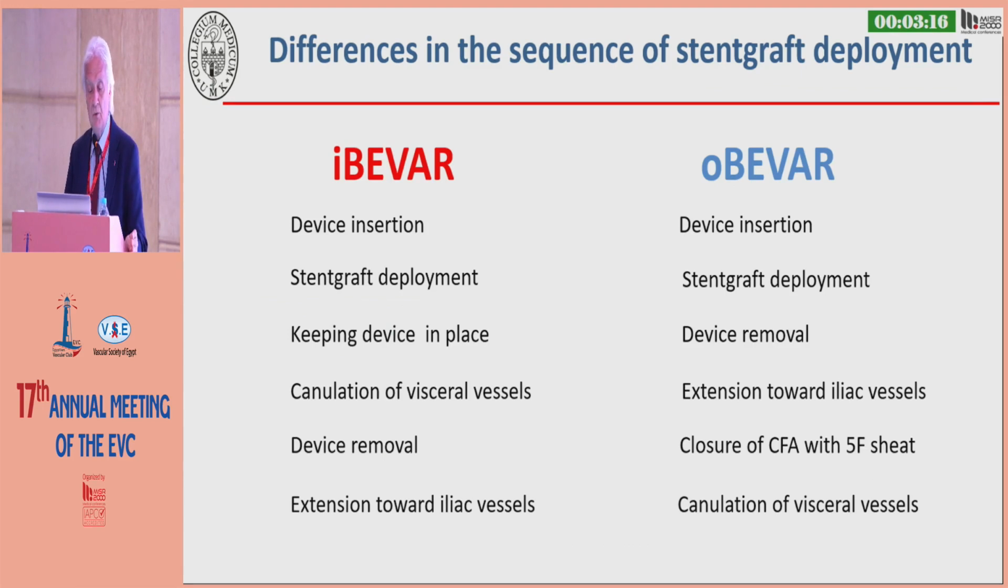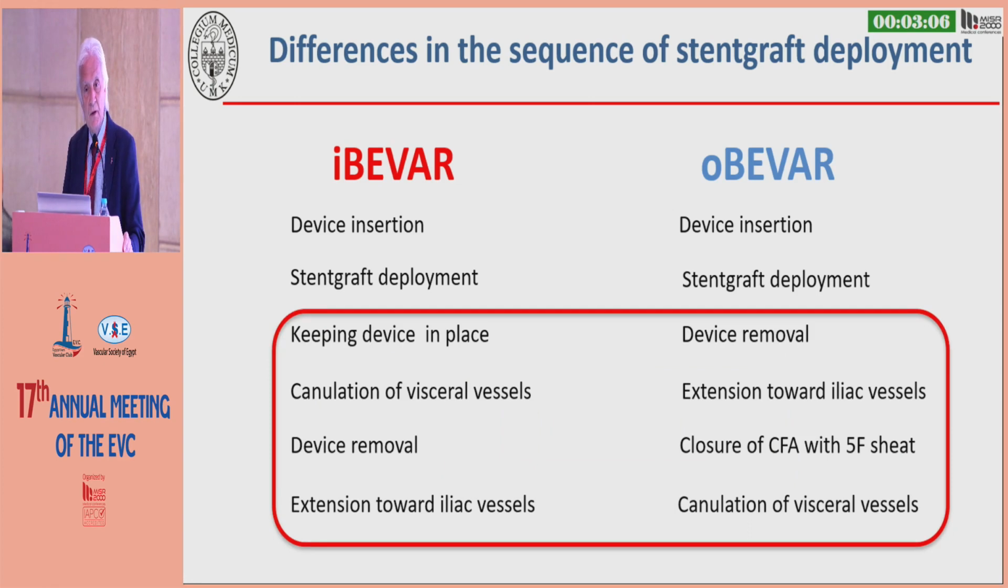So look, what are the differences in the sequence of stent graft deployment? The important thing for EVAR, inner branches and outer branches, is that the first two steps are very similar. That means device insertion and stent graft deployment. But later on, with the outer branches, you remove the device, you extend toward the iliac vessels, you close the common femoral artery, and then obviously you cannulate the visceral vessels.